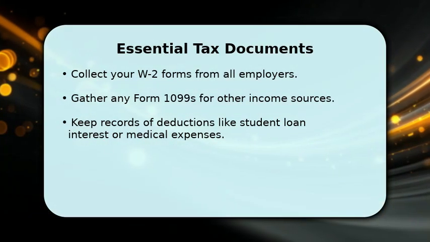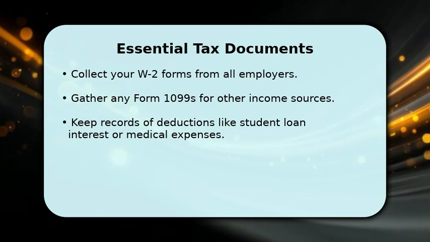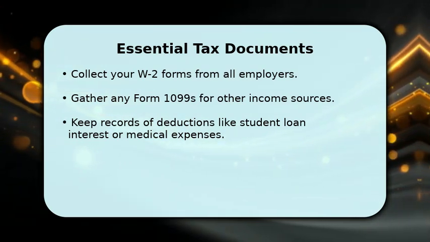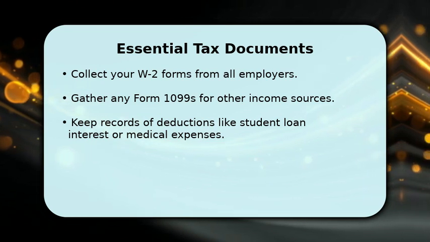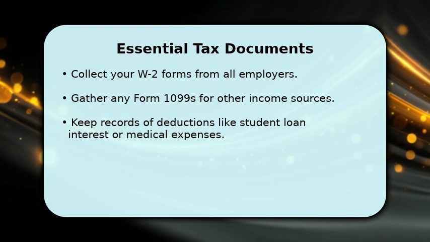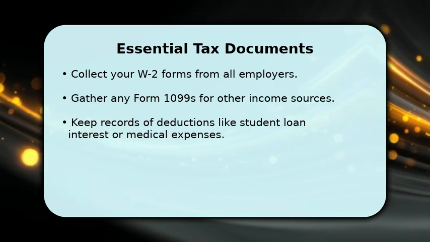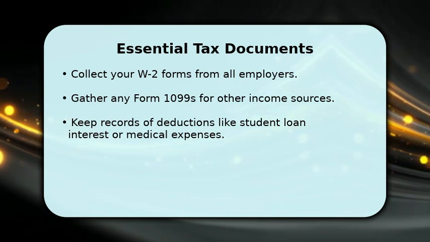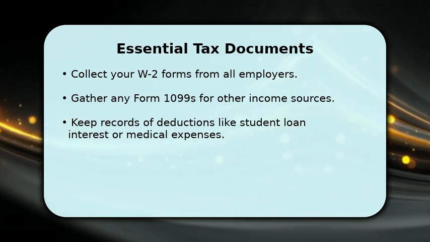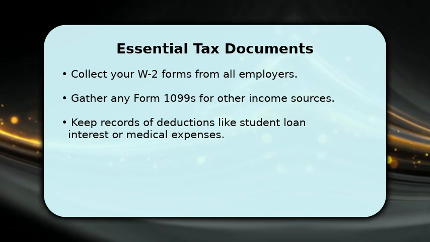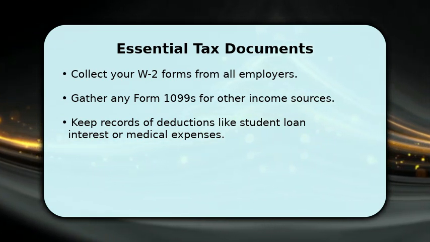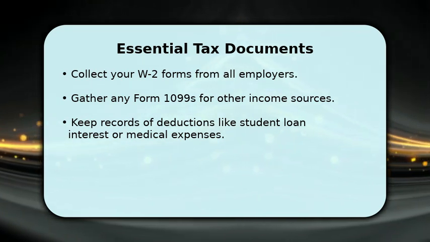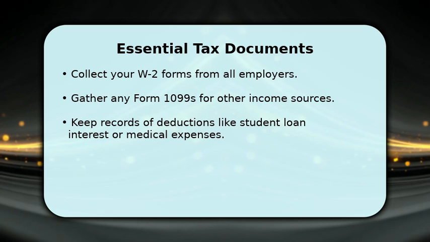Before you begin, ensure you have all necessary documents. Your W-2 forms provided by your employer detail your wages and withheld taxes. If you have other income, like from investments or contract work, you will need Form 1099s. Also, compile records for potential deductions, such as student loan interest, medical expenses exceeding 5% of your adjusted gross income, or charitable contributions. Having these ready streamlines the entire filing process.